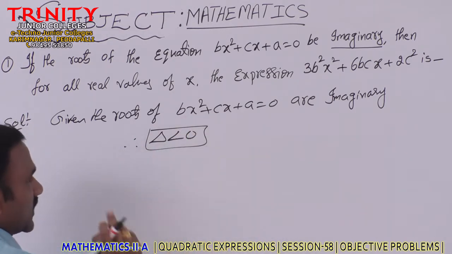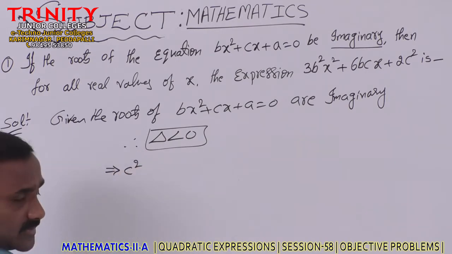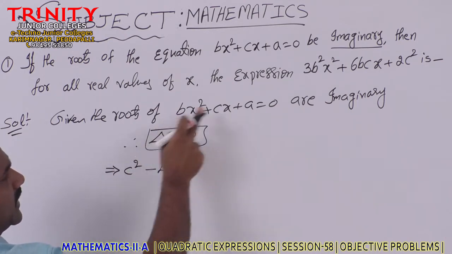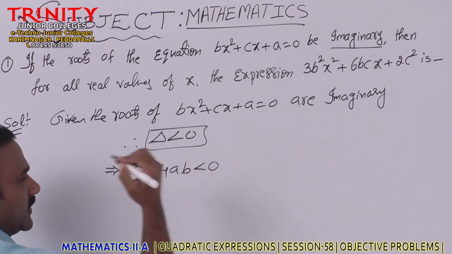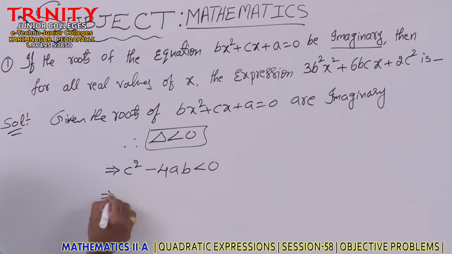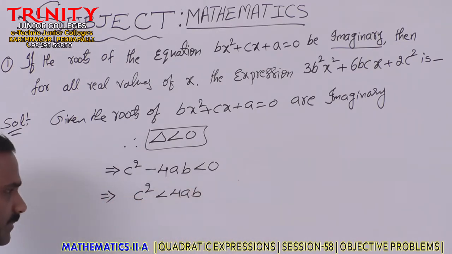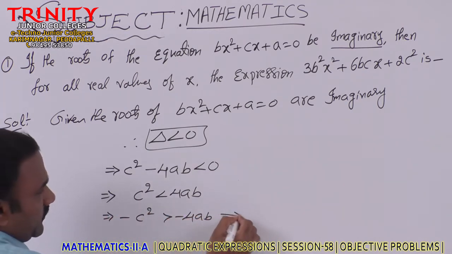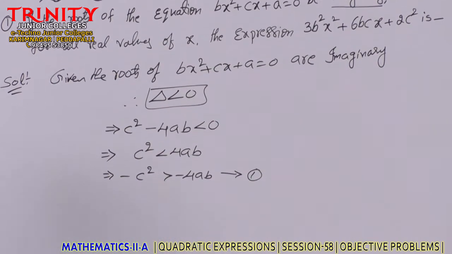In place of b, here we have c. Therefore, b square means c square minus 4ab is less than 0. From this, c square is less than 4ab. From this, we can write minus c square is greater than minus 4ab. Now I got the condition minus c square is greater than minus 4ab.